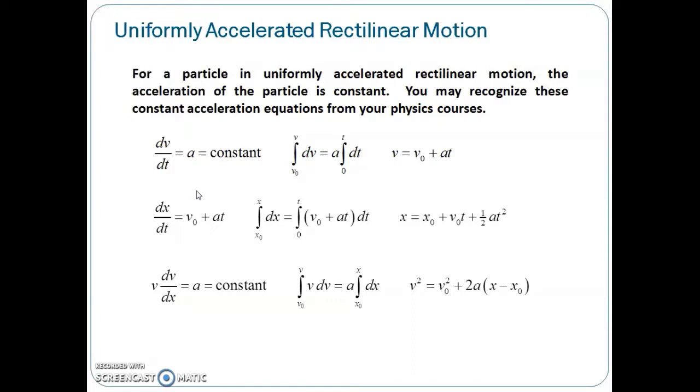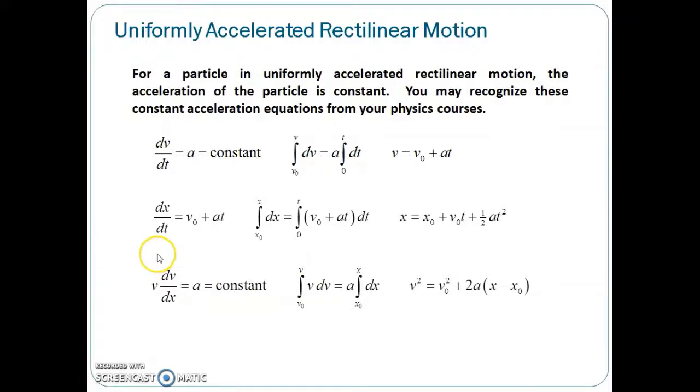Three equations can be derived from here based on dv/dt equals acceleration, and when this acceleration is constant, we can derive the equation v equals v naught, the initial velocity, plus a t. We can also use dx/dt, which is our v, equals v naught plus at, to derive our acceleration, velocity and also position relationships.